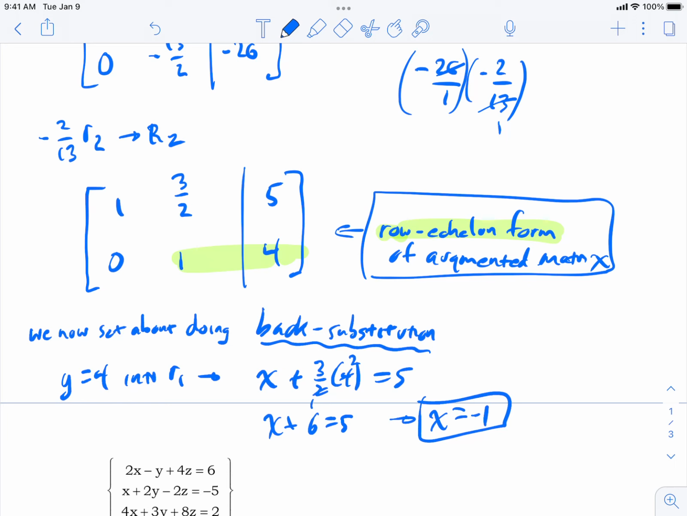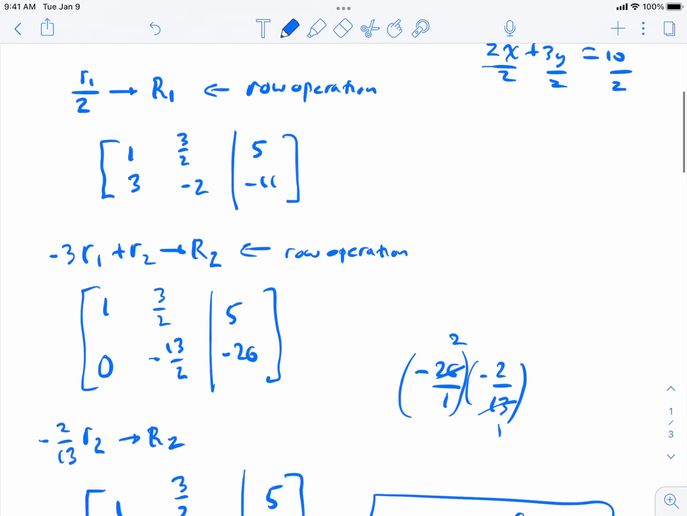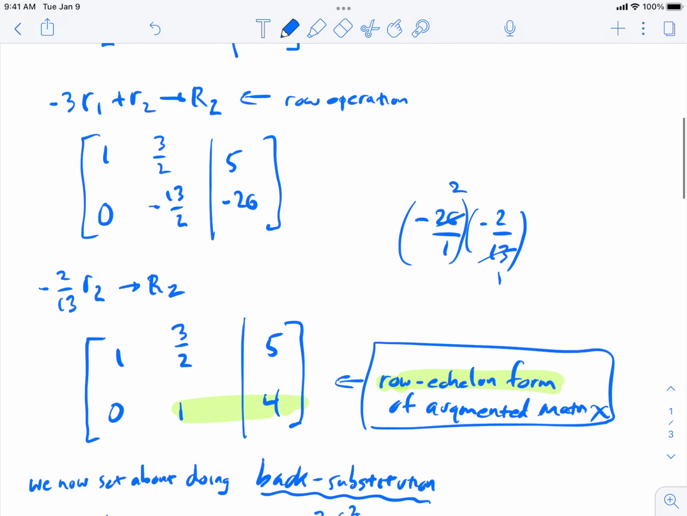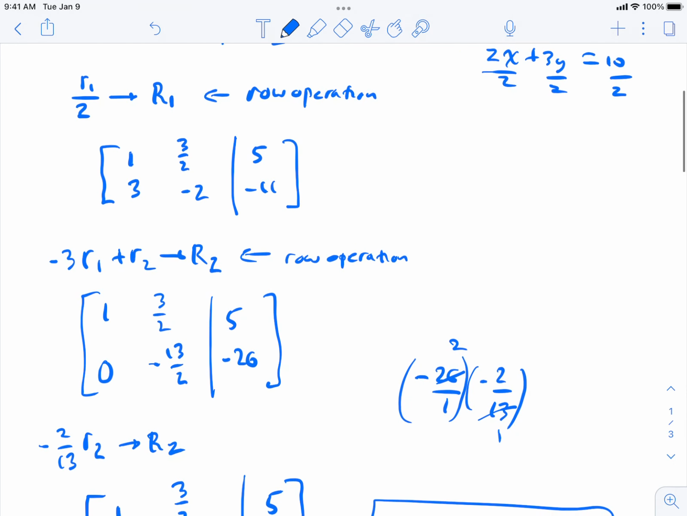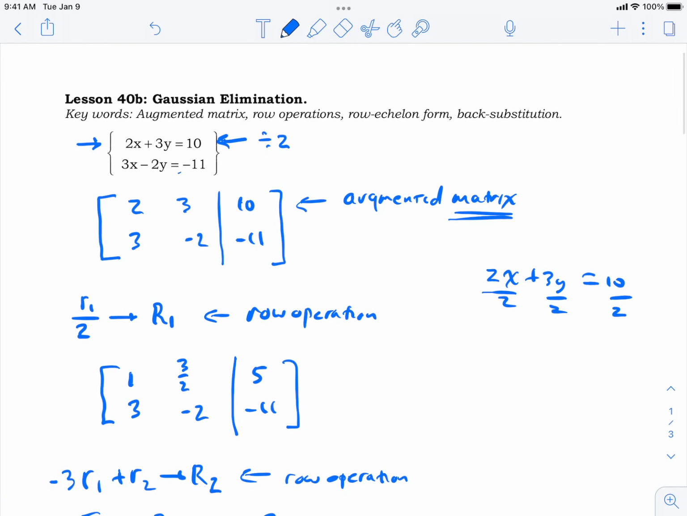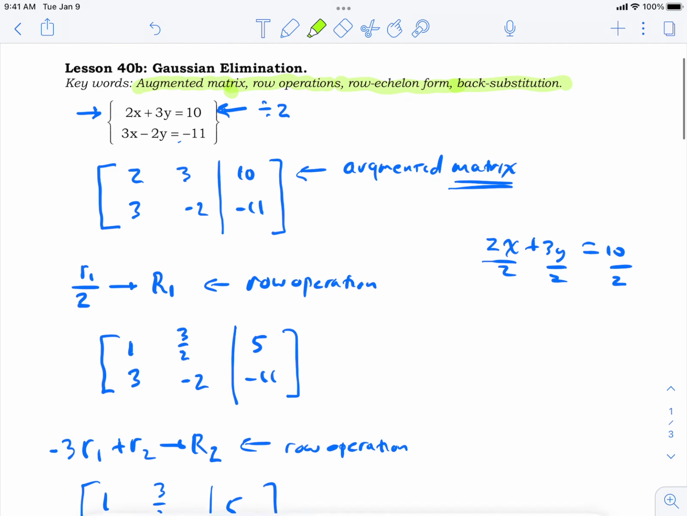And so your solutions are x equals -1, y equals 4. We just solved our system. Isn't that cool? So let me come back up to the top of my list. I hope that went rather well. It is, of course, very similar to what we were doing last time, it's just that now we're using this new funky notation and some of these new words. Let's see, did I introduce all my keywords? Augmented matrix, yep. Row operations, row echelon form, back substitution. Beauty. We got them all.